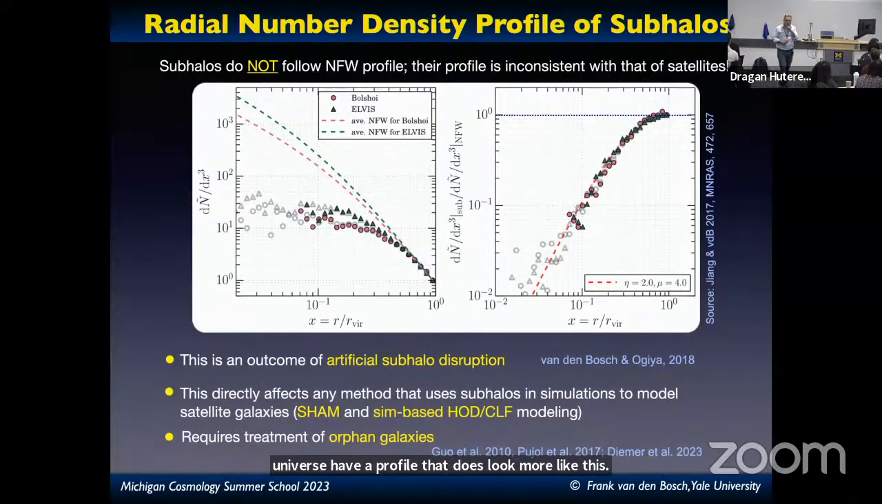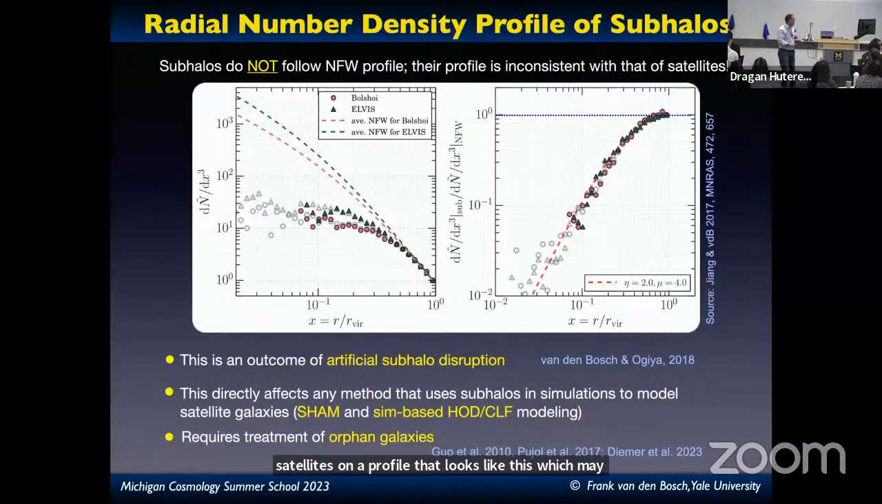But it has important implications because, as Garrison will tell you, you can also just go to a numerical simulation and put galaxies on subhalos. And if you do that, you're automatically going to put your satellites on a profile that looks like this, which may not be consistent with the data.